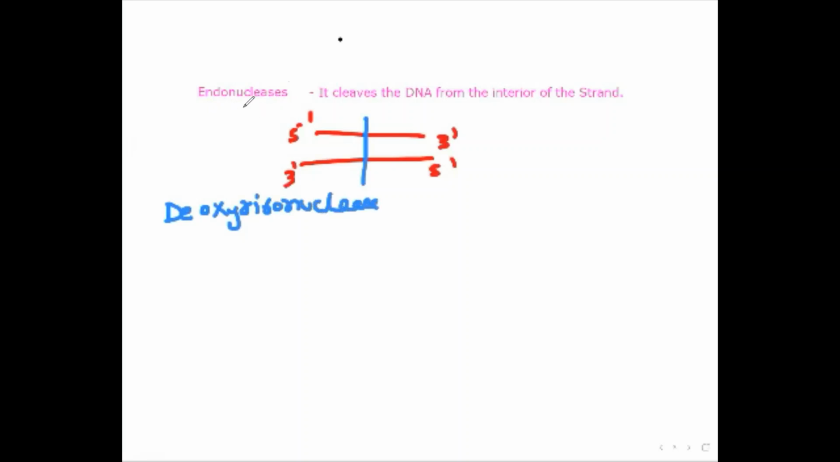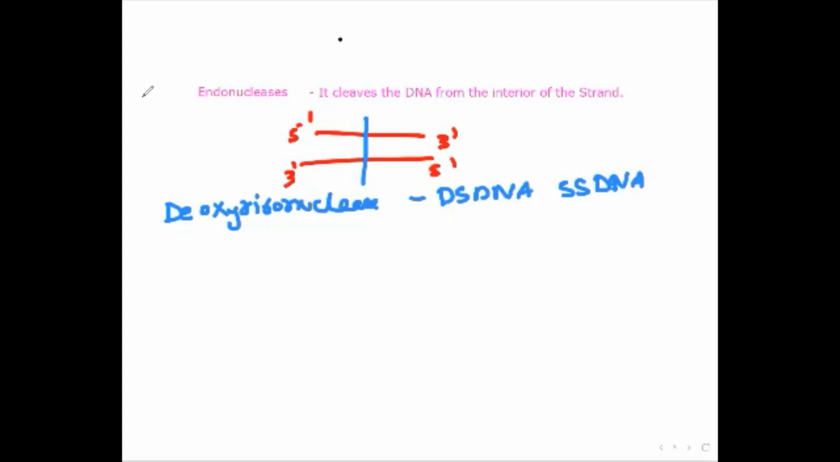Deoxyribonucleases, that is DNA nuclease, or DNAs. So you can also call it DNAs. What does it do? It cleaves both double-stranded DNA and single-stranded DNA, as the enzyme endonuclease has multimeric subunits.